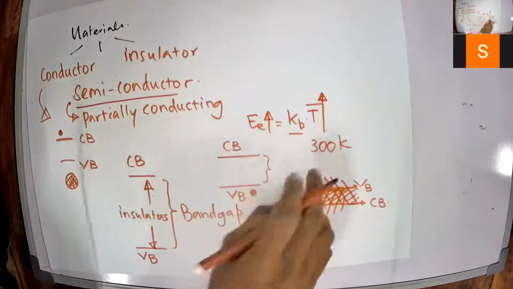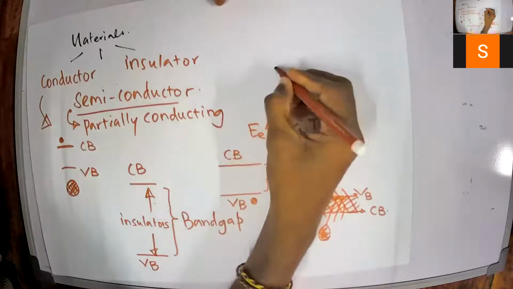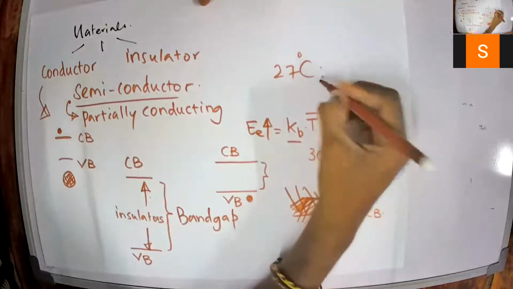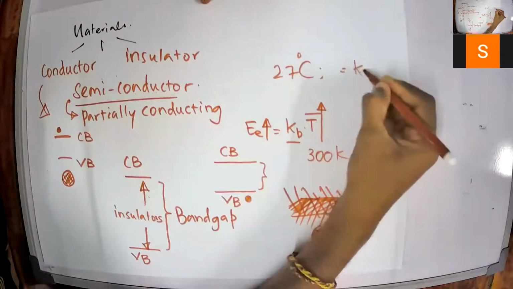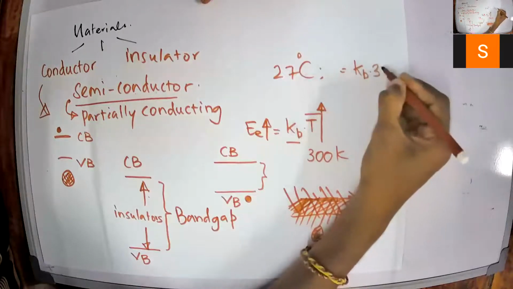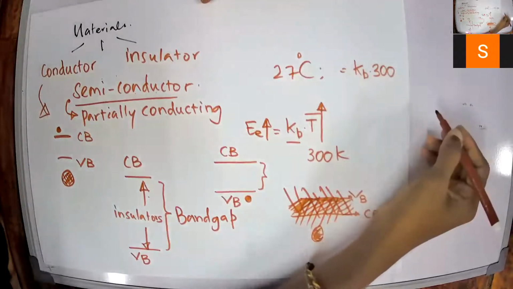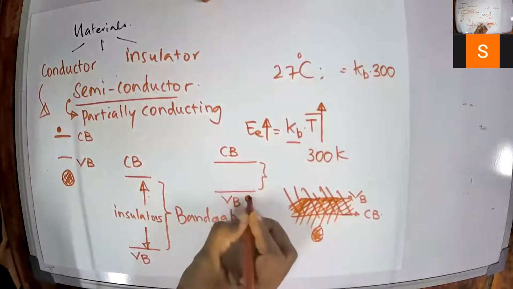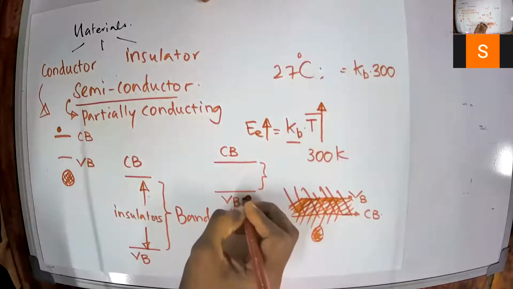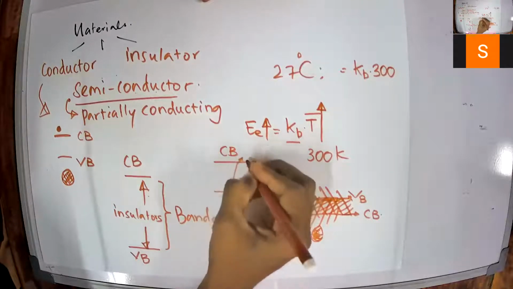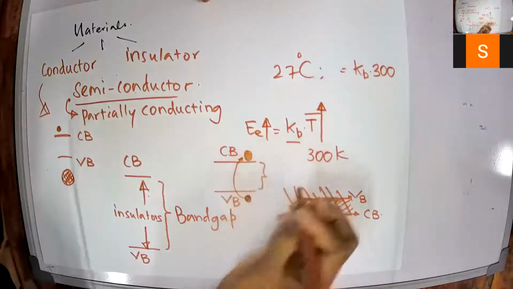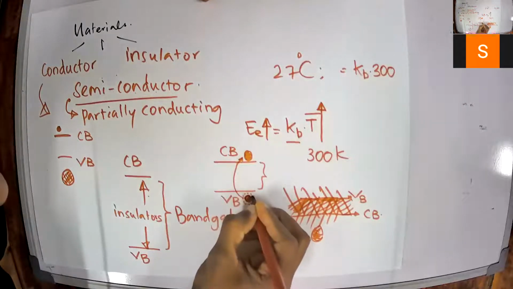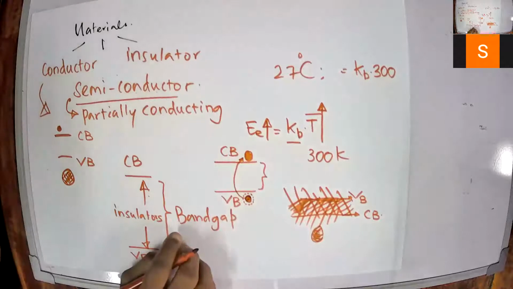So at room temperature, or even I say at 27 degrees C, the energy will be Kb into 300. Am I right? So the electron will absorb that energy and go to the conduction band. At the same time, a vacancy will be created at the valence band.